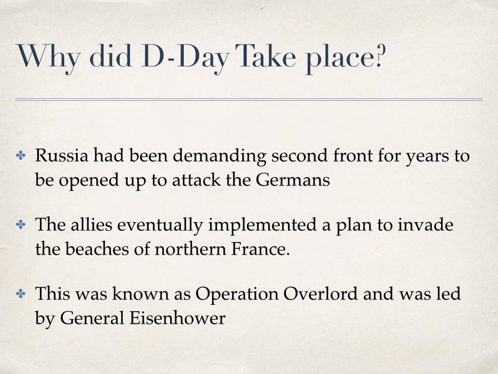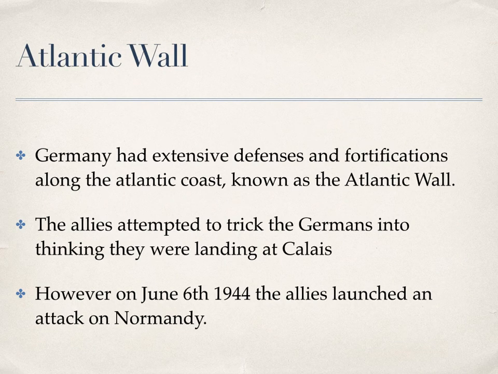After the North African campaign, the Allies eventually implemented a plan to invade the beaches of northern France. They called the plan Operation Overlord, and it was led by General Eisenhower, an American general. So the first big problem they had was the Atlantic Wall. Germany had extensive defences and fortifications along the Atlantic coast, known as the Atlantic Wall.